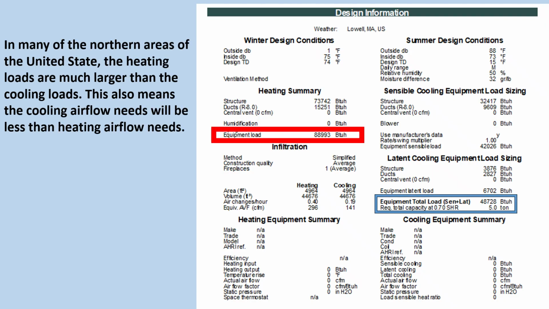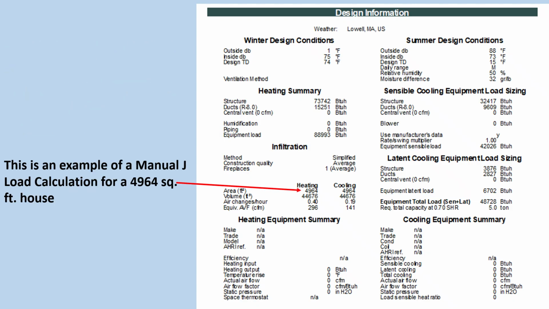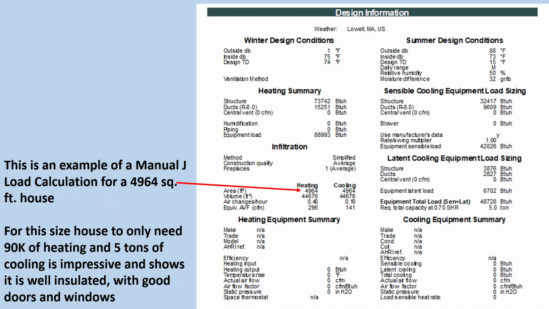In many of the northern areas of the United States, the heating loads are much larger than the cooling loads. This also means the cooling airflow needs to be less than heating airflow needs. This is an example of a Manual J load calculation for a 4,964 square foot house. For this size house to only need 90K of heating and 5 tons of cooling is impressive and shows it is well insulated with good doors and windows.